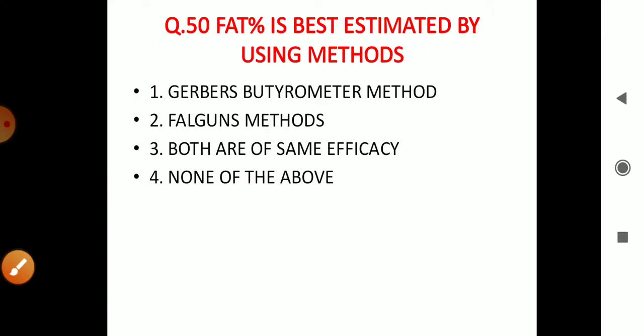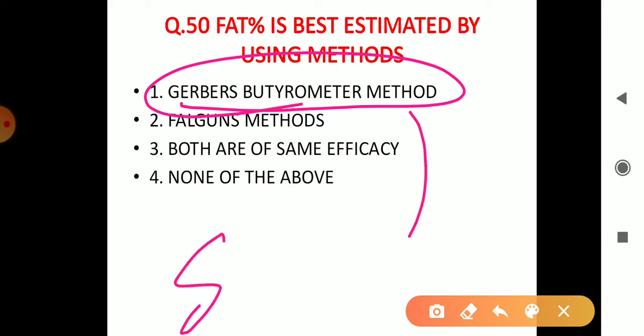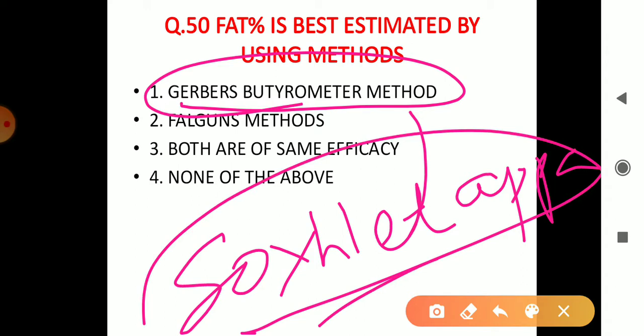The last question: the fat percent is best estimated using which method? It is by the Gerber's method, and this method is carried out in the apparatus known as the butyrometer. Dear students, please remember the name of this apparatus.